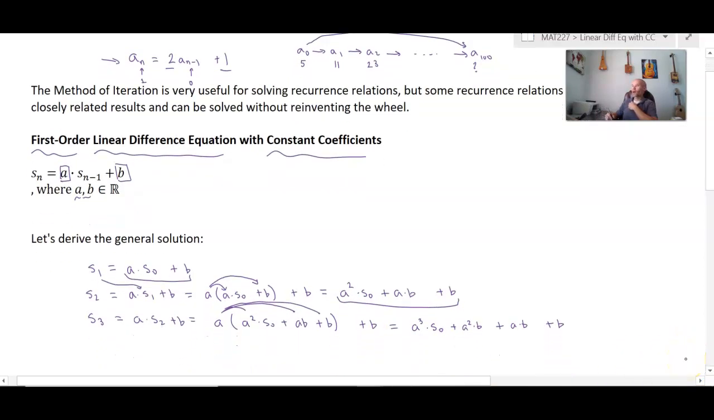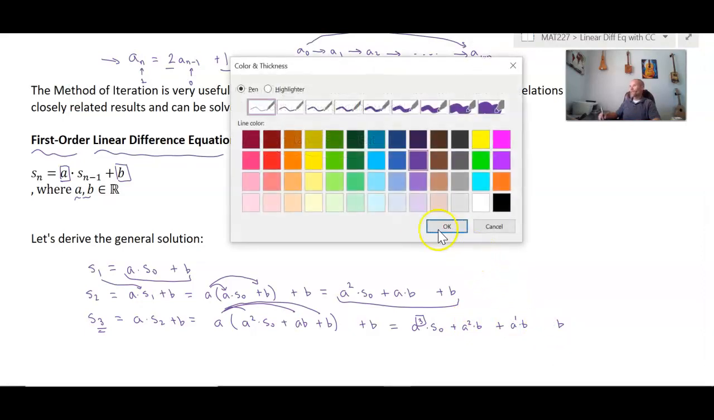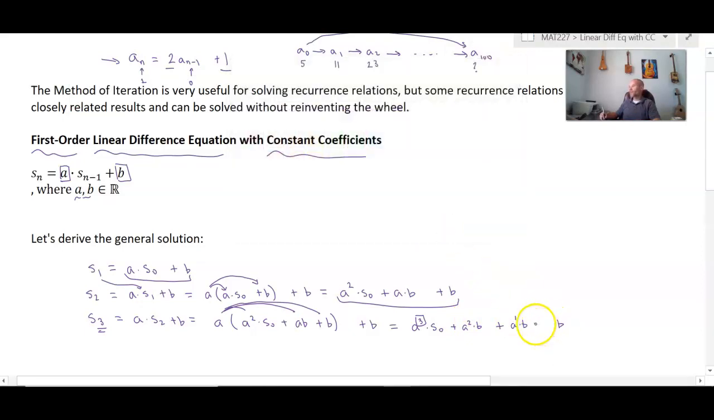Now I suspect a pattern already. I see that the subscript is the power on the value of a that multiplies our initial condition S naught. And then I have in decreasing powers a squared, a to the first, and by the way, even though that plus b term doesn't have an a in front of it, it has a coefficient of 1, there's no harm in putting an a to the 0 there. So a to the 0 is 1, as long as a is not 0, of course. That would not be a very interesting recurrence relation.